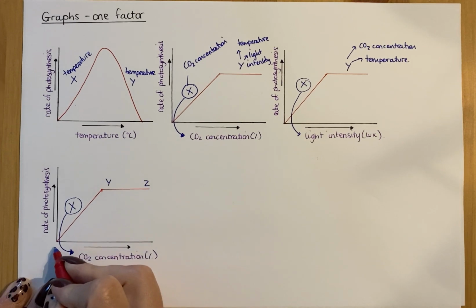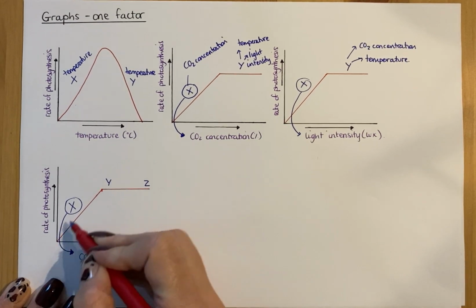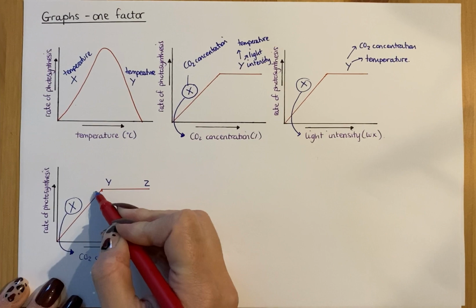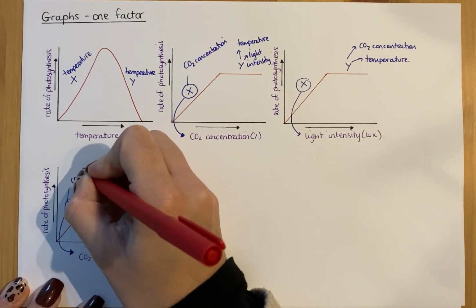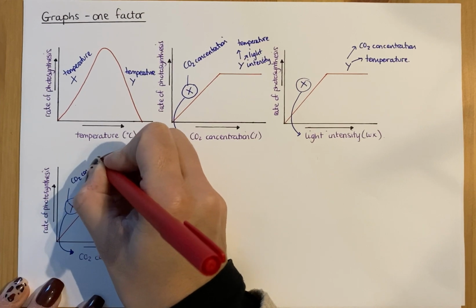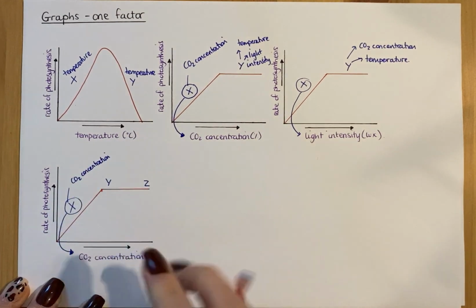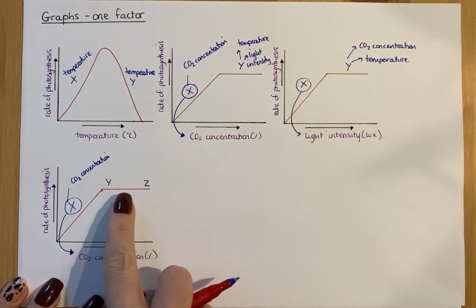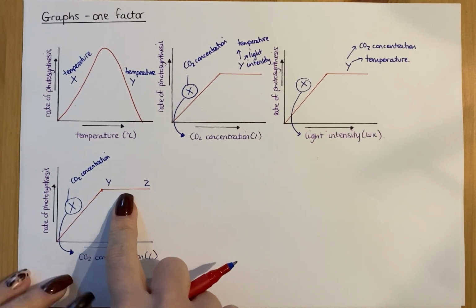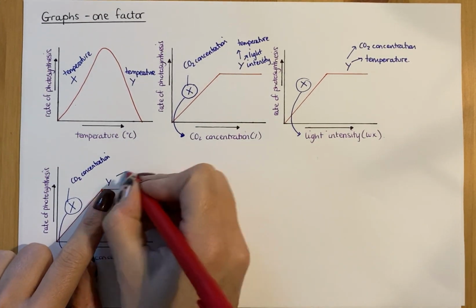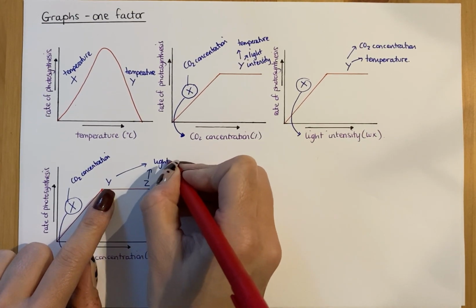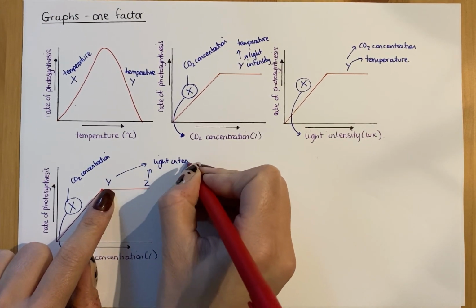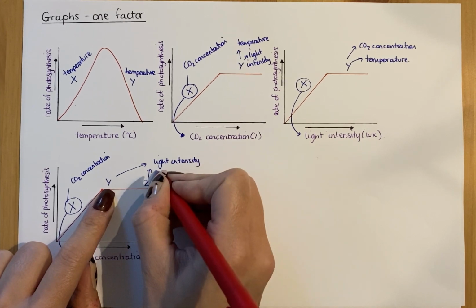Because this is at low concentrations and photosynthesis is low. This is at high concentrations and therefore photosynthesis is high. So this is CO2 concentration. Now again, the same as we've got up here, Y and Z, we don't know, they've not given us any other information. So Y and Z could be either, doesn't matter which, light intensity, which is one of your other limiting factors, or it could be temperature.